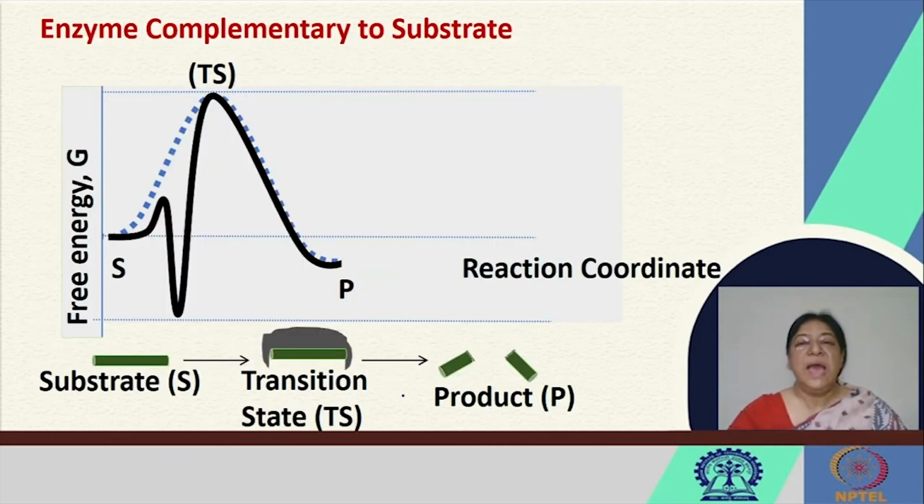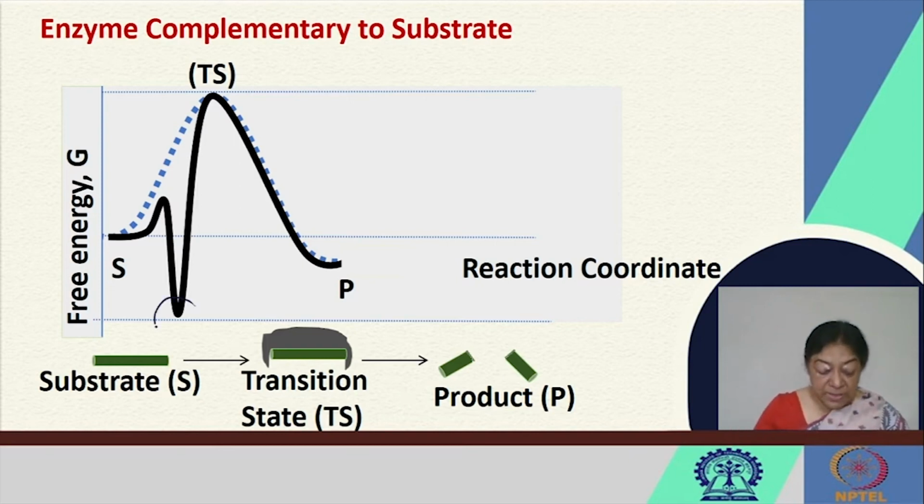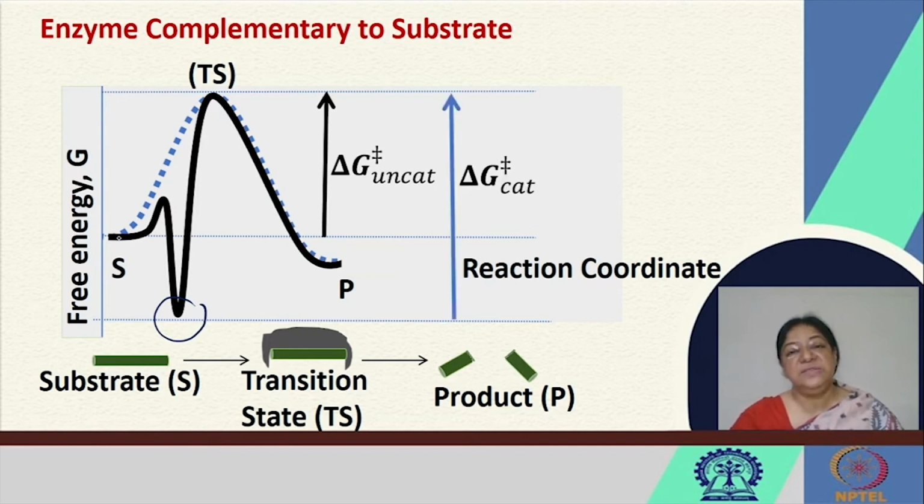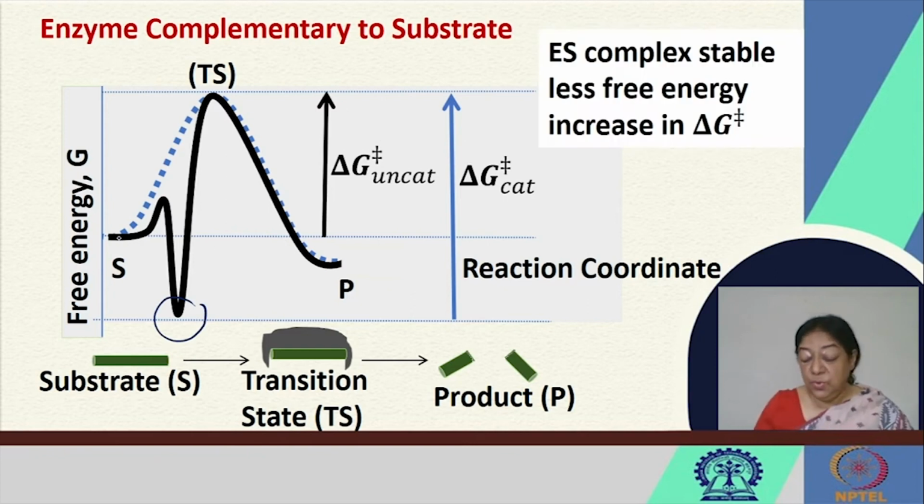Now, we have certain conditions. The enzyme may be complementary to the substrate. What do we mean by this? We mean that the enzyme substrate complex formation may be more stable than the enzyme. As a result of which, what is going to happen? We have a delta G uncatalyzed. We have now a delta G of the catalyzed reaction, which happens to be more than that of the uncatalyzed reaction, making this reaction very difficult to go through.